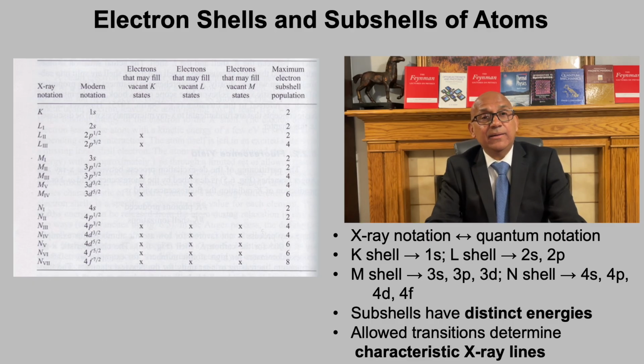This table shows which subshell electrons are allowed to fill vacancies in inner shells and how many electrons each subshell can accommodate. This directly controls which characteristic lines appear and how strong they are in an EDX spectrum. The key takeaway is that characteristic X-rays are a direct fingerprint of atomic electronic structure.